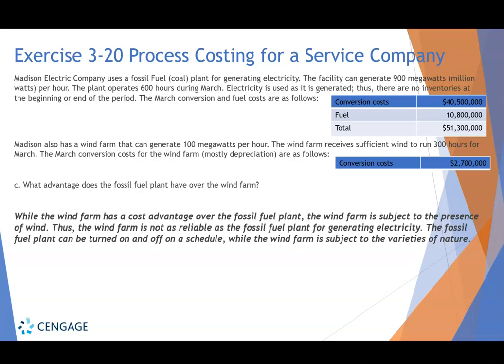What advantage does the coal plant have over the wind farm? Well, the wind farm has a definite cost advantage. However, a wind farm needs wind. So the wind farm isn't going to be as reliable as the coal plant for generating electricity. The coal plant can be turned off and on a schedule. The wind farm is up to the conditions nature provides.